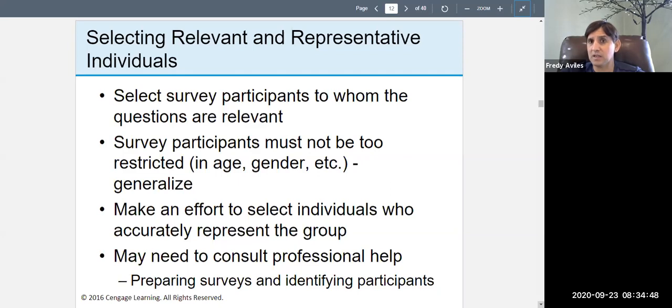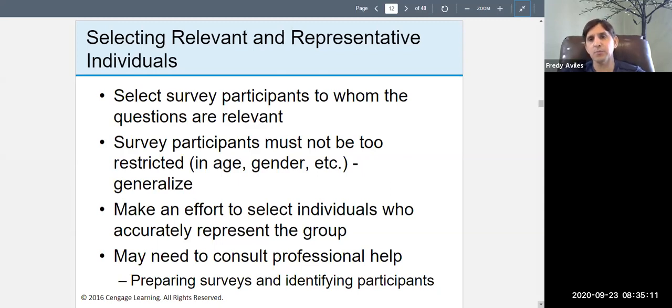So you need to think about those things. Do I really know 50 people who are depressed? Can I find those people? But try to select participants to whom the questions are relevant. And if I were you, I would come up with questions on a certain topic that anybody can answer. You can ask everybody about depression, about what they think.